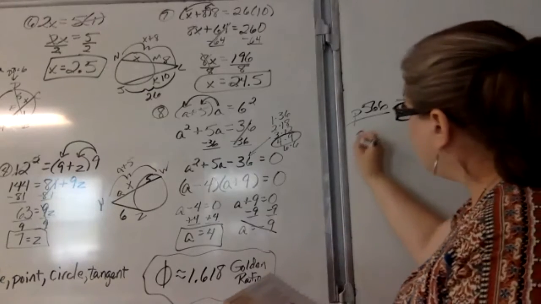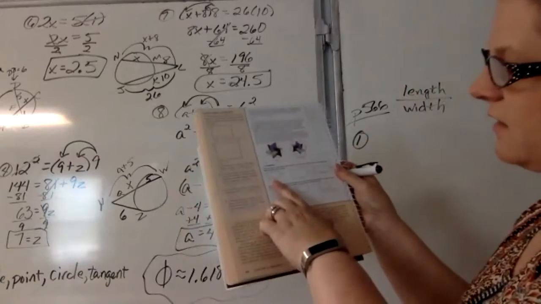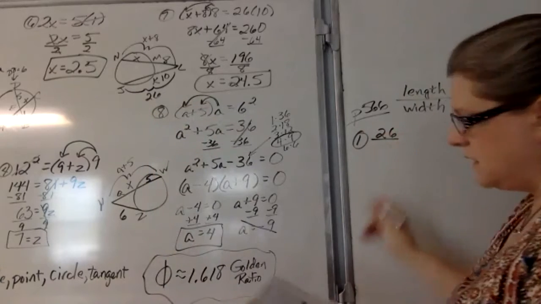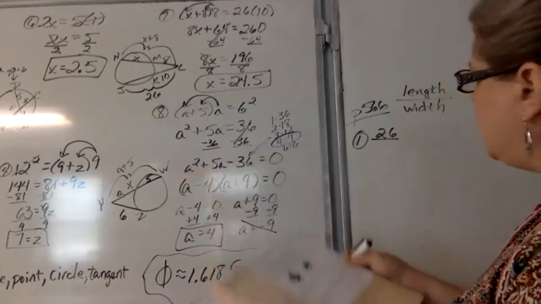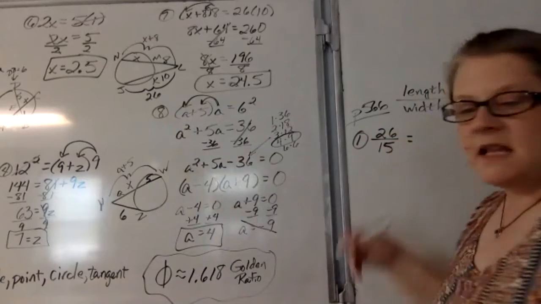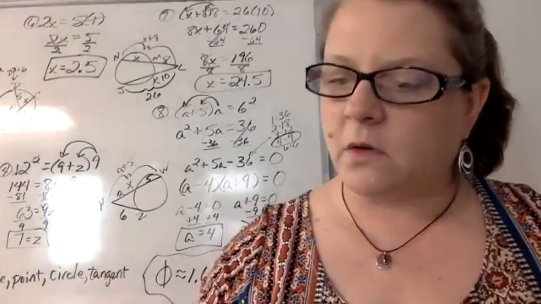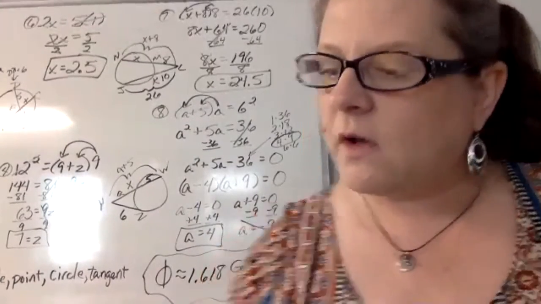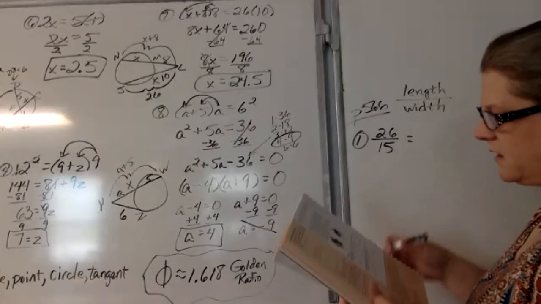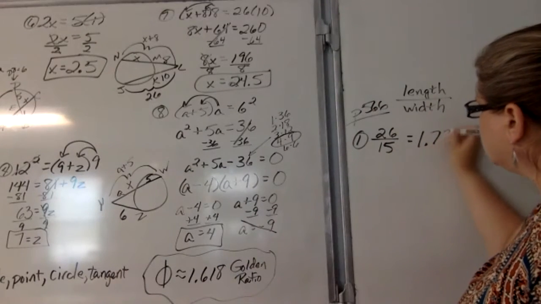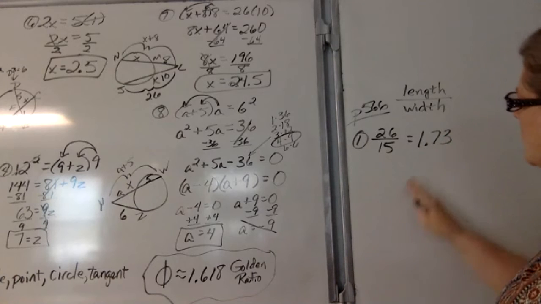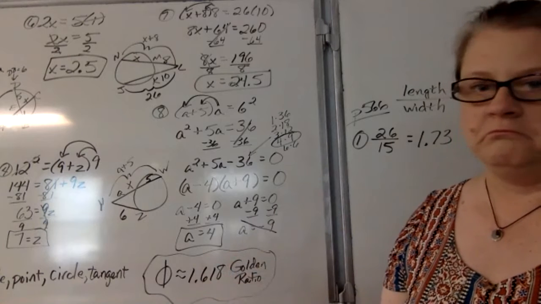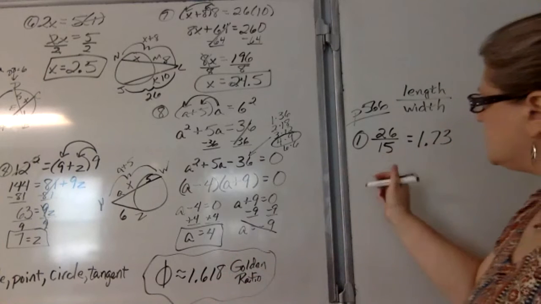So on number 1, if you look at your rectangle, the length is 26 millimeters. So 26 goes on top. The width is 15 millimeters. 15 goes on bottom. And then you just divide it. So that's how you see if it's a golden ratio. So 26 divided by 15, to the nearest hundredth, I round off, it's 1.73. It's close to the golden ratio, but is it the golden ratio? No. It's close, but it's not there.